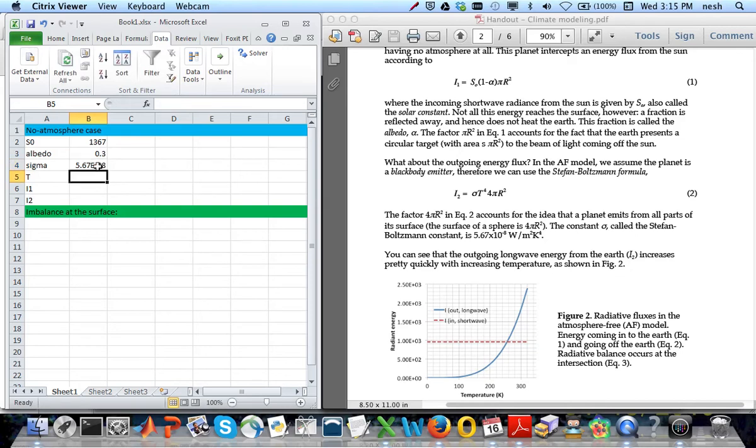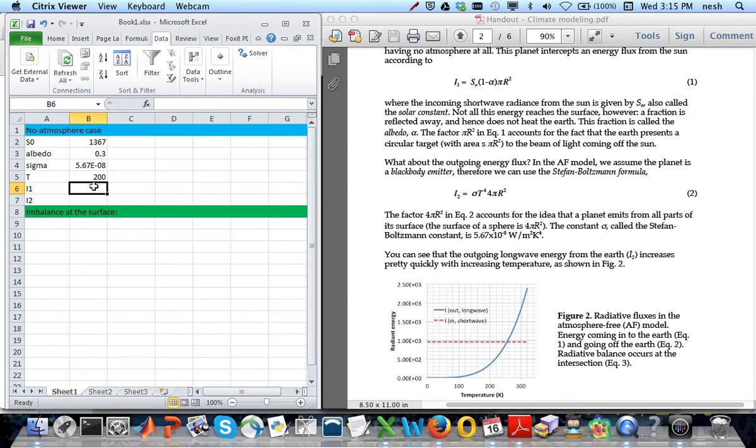Now the temperature here, we can make a guess. It's somewhere around 250. I'm just going to type in 200 to have something to start with, because we're going to have Excel find that number for us. Okay, now I have two fields here ready to enter in the intensity of I1. That's the incoming shortwave.